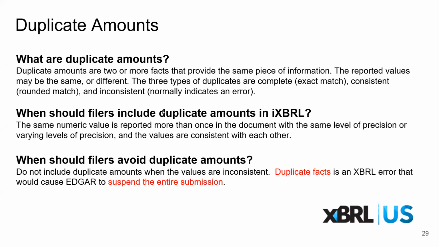Because an inconsistent duplicate would be an XBRL error, that is when it should not be included. A duplicate fact is considered an XBRL error, and this XBRL error would cause EDGAR to suspend the entire submission within iXBRL. So that is a scenario where you would not include those duplicate amounts.